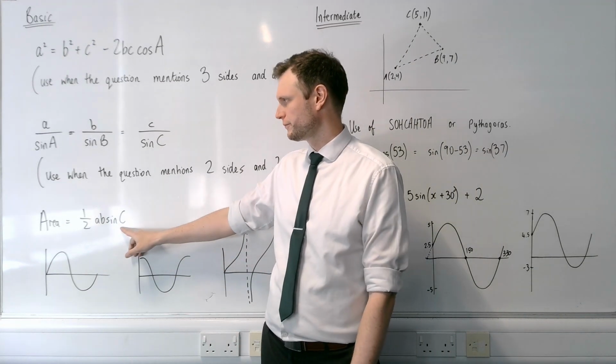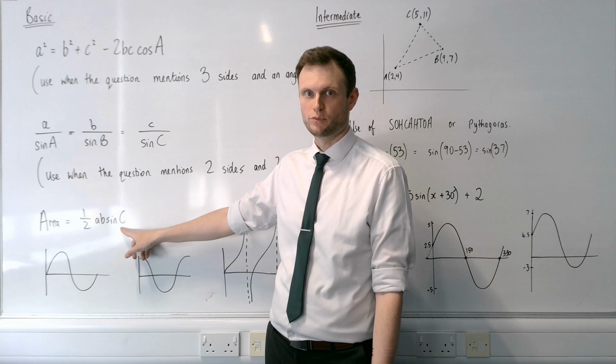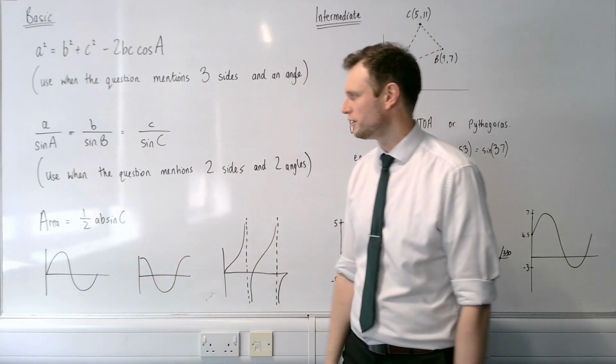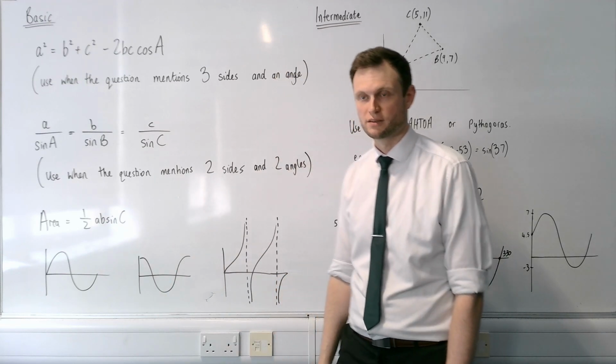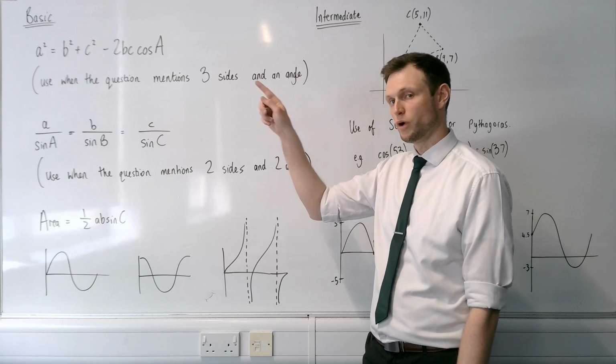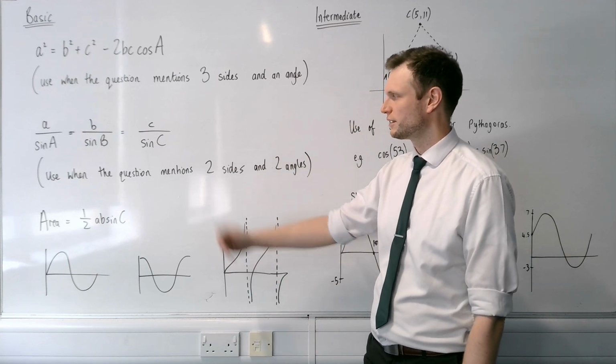We've got here area of a triangle where it's not right angled. Half ab sine C works if it's right angled as well. Sine of 90 is 1, so it's just half ab again.